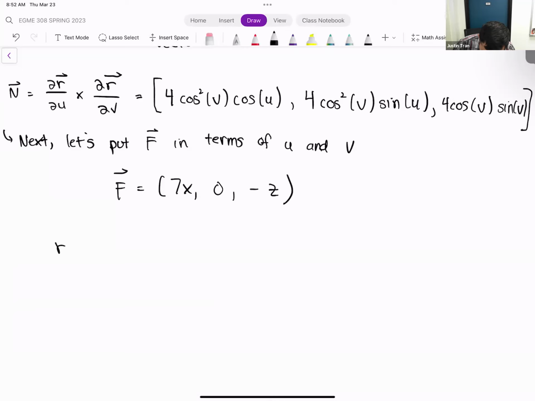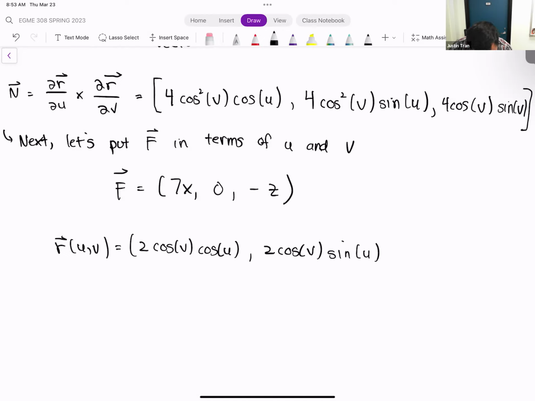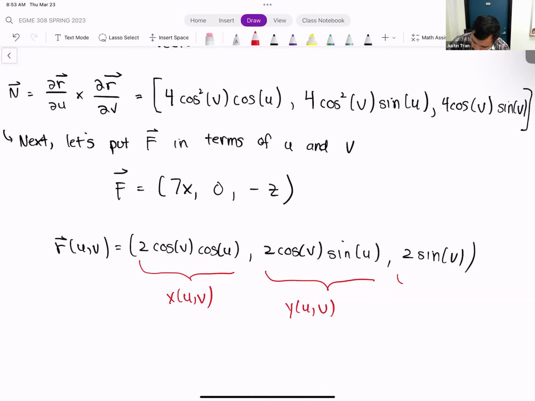So our parameterization r of u and v is equal to 2 cosine v sine u, 2 cosine v sine u, 2 sine v. Remember what this parameterization represents, right? We have three components of this parameterization. The first component is x of u and v. The second component is y of u and v. The third component here is z of u and v.